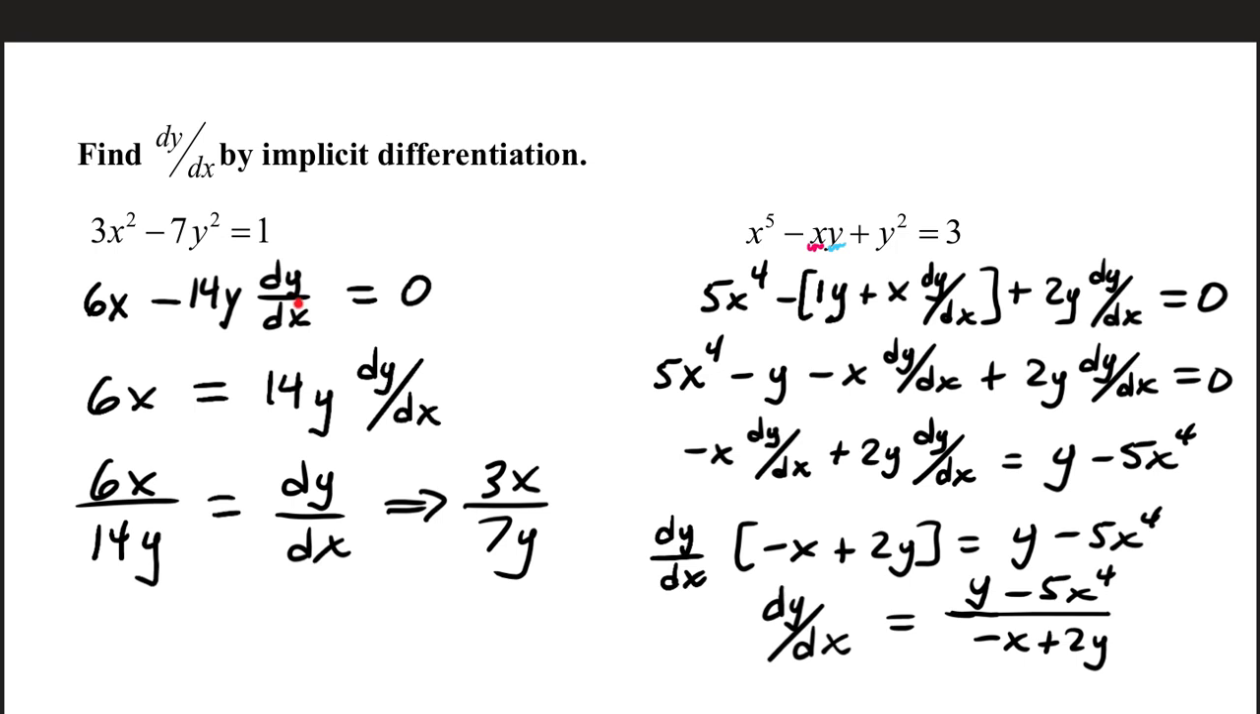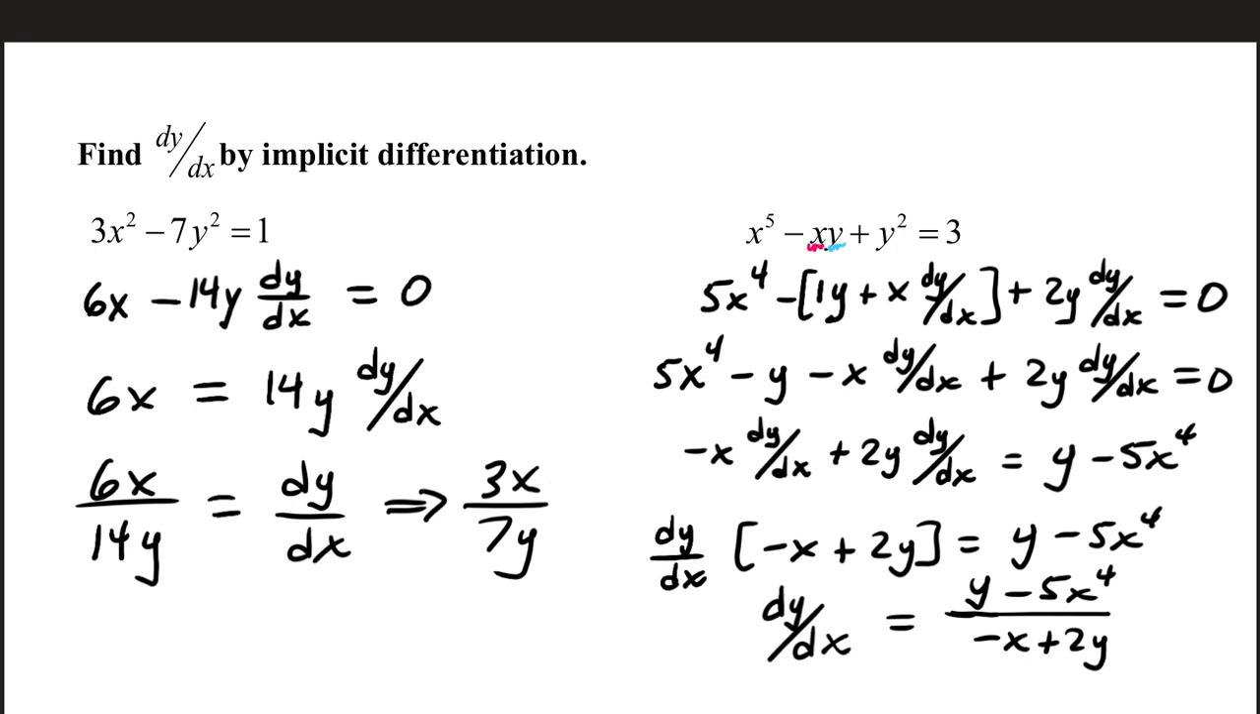Let's solve for this dy/dx. I'm going to take this term across the equals. It's negative here on the left. When I move it to the right side of the equation, it becomes positive. And in order to isolate dy over dx, I'm going to divide both sides by 14y. 6x over 14y reduces to 3x over 7y.